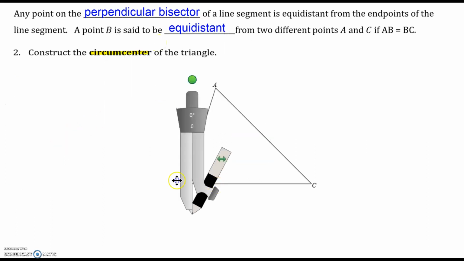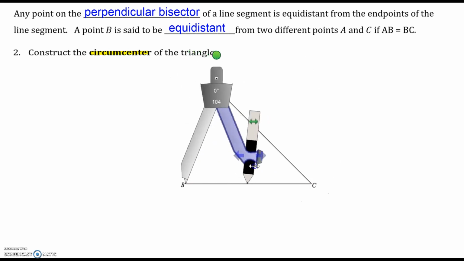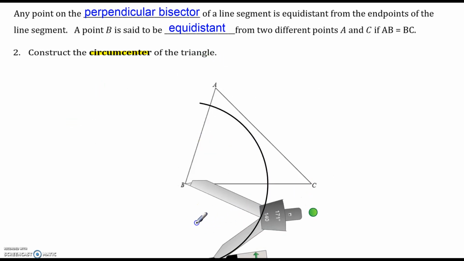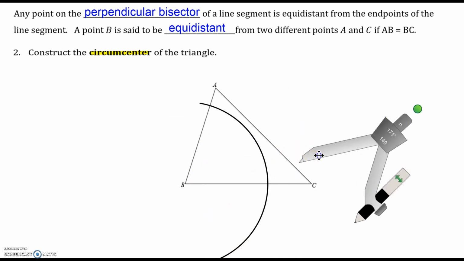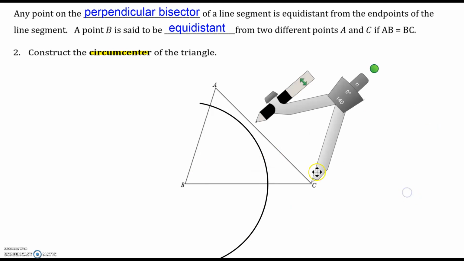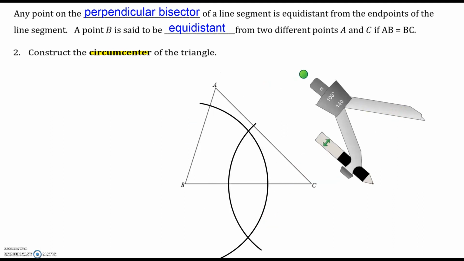Alright, now the circumcenter is what you get when you do all three perpendicular bisectors. So you're going to take one side of the triangle, and it doesn't matter which one, and you're going to do the same steps. You're going to open more than halfway across this side. I'm going to use BC, and you're going to swing an arc that goes above and below. And then you're going to flip over to the other end of that segment, and you're going to do another arc from that endpoint above and below. And then where they intersect one another, you're going to connect with a line using your straight edge, and that is the perpendicular bisector of that side.